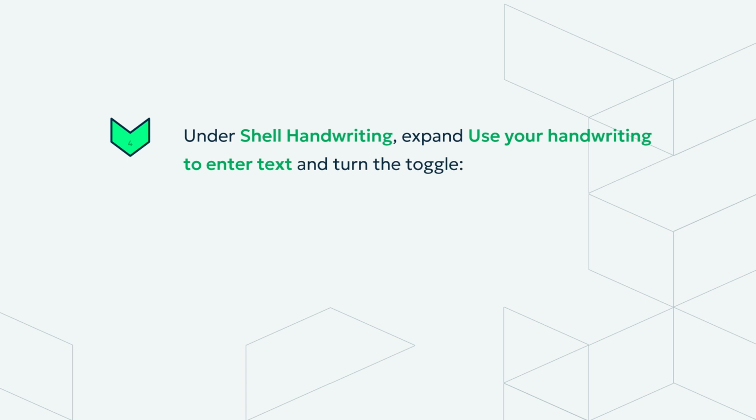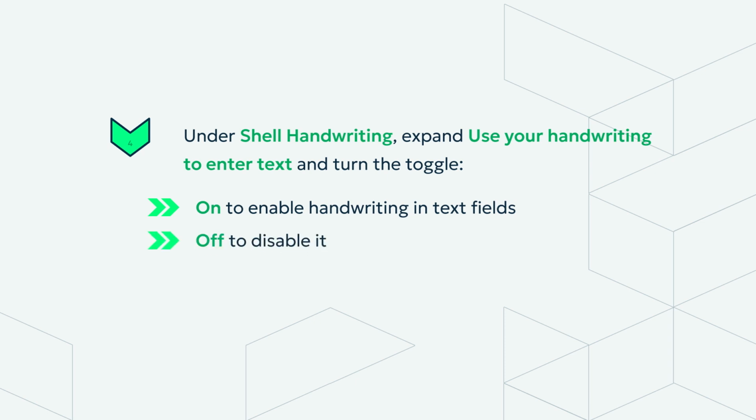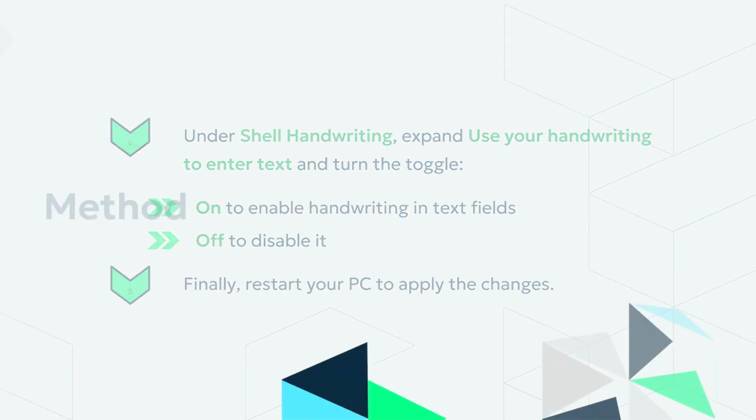Then, under Shell Handwriting, expand Use your handwriting to enter text and turn the toggle on to enable handwriting in text fields, off to disable it. Finally, restart your PC to apply the changes.